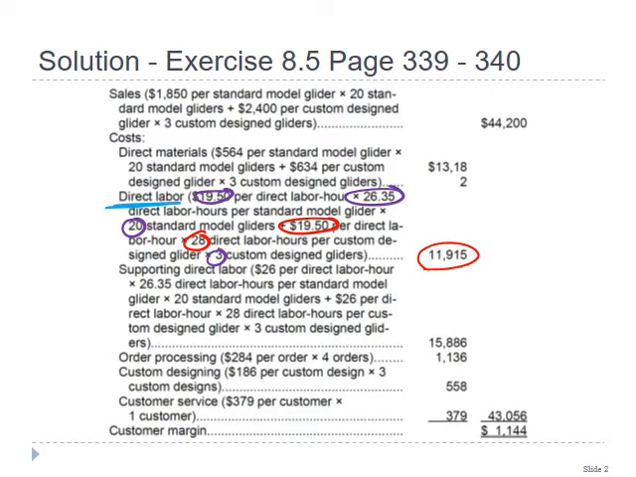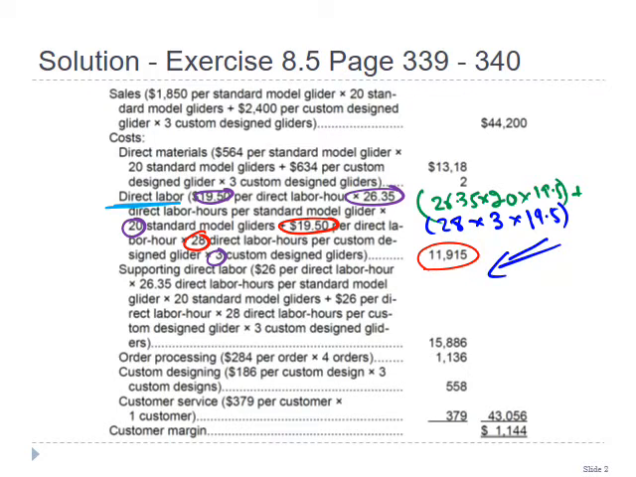So where did this 11,915 come from? Here we know that 26.35 hours are needed to make one standard model. So how many hours are needed to make 20, and what is the rate? 19.5. And we add to it the custom one: how many hours are used? 28 multiplied by the 3 we ordered, and what is the direct labor rate? 19.5. So the answer is 11,915, right?